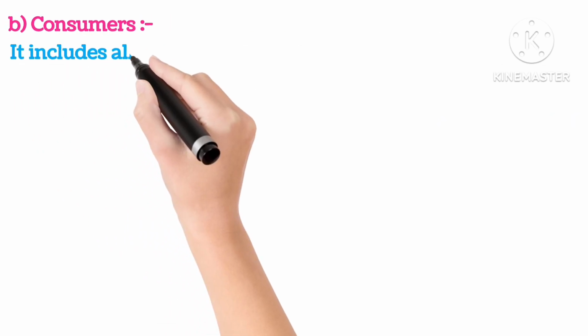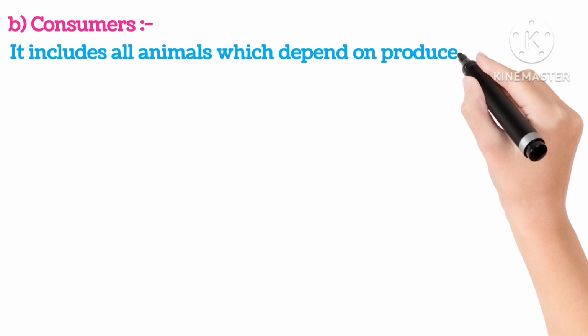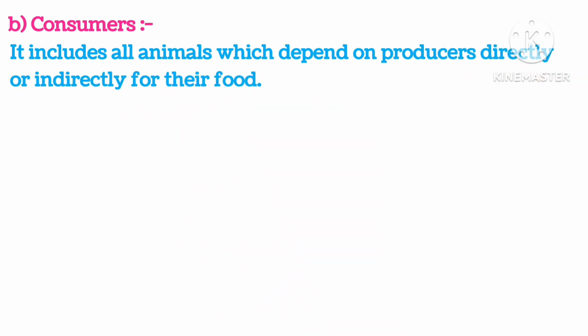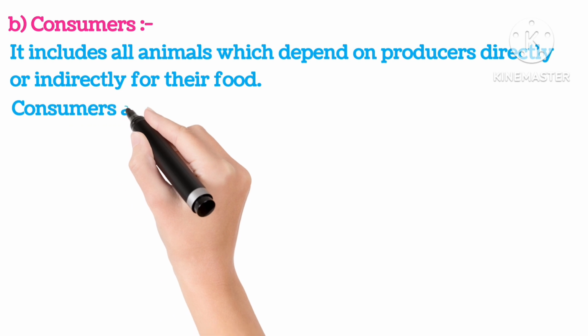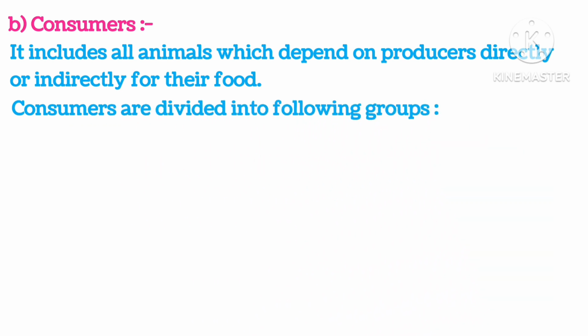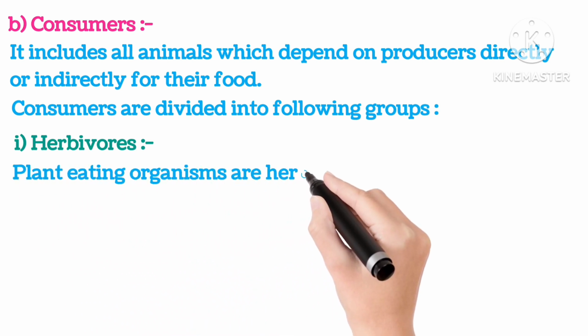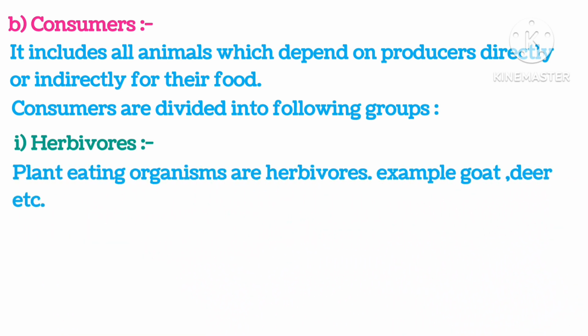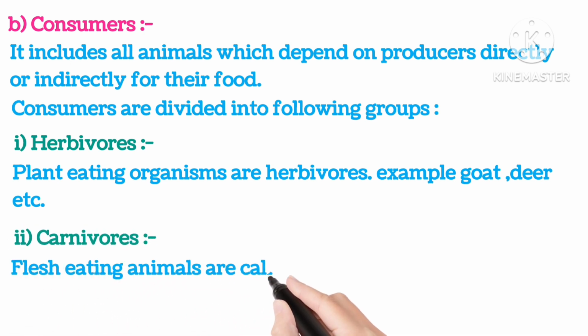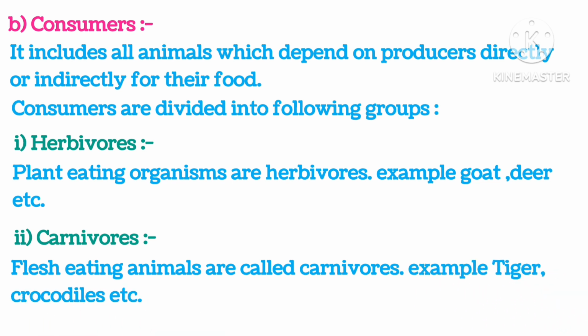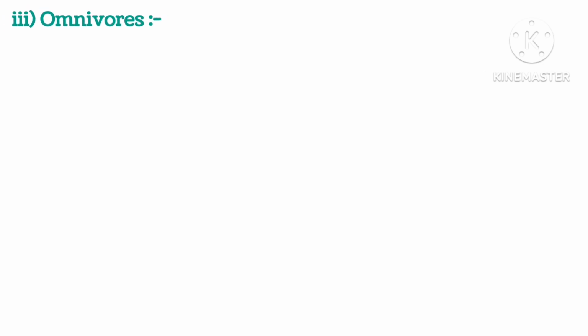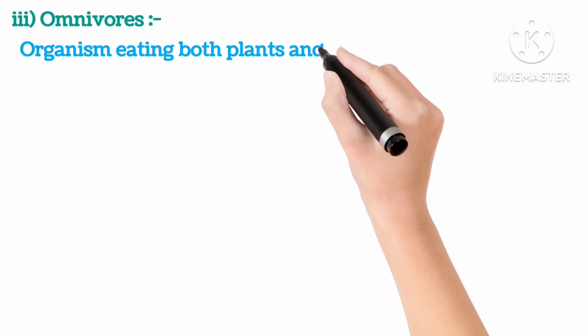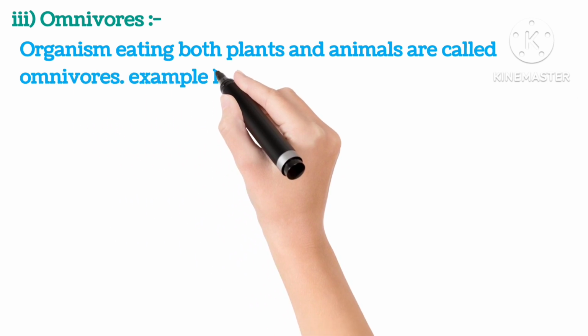Then consumers. It includes all the animals which depend on producers directly or indirectly for their food. Consumers are divided into following groups. First, herbivores. Plant-eating organisms are herbivorous like goat and deer. Then carnivores. Flesh-eating organisms are called carnivores like tiger, crocodile, etc. Then omnivores. Organisms eating both plants and animals are called omnivores like human.